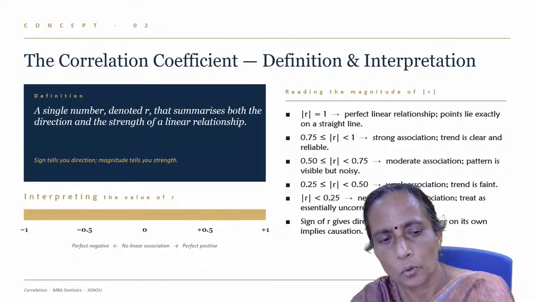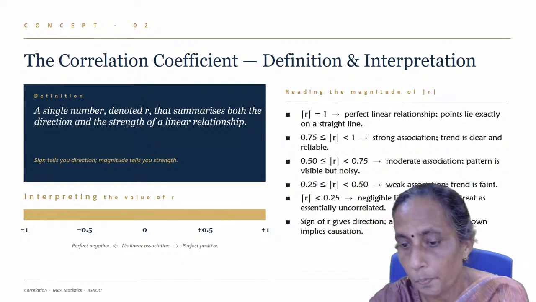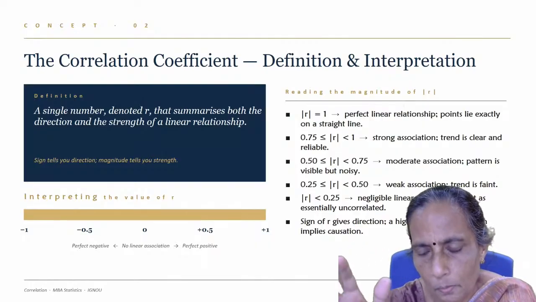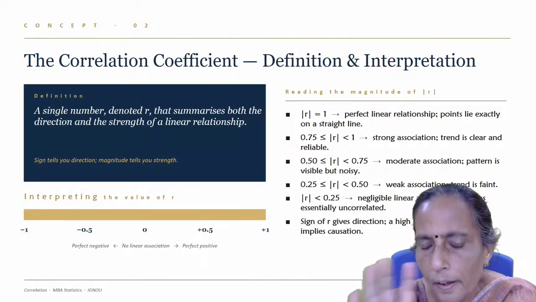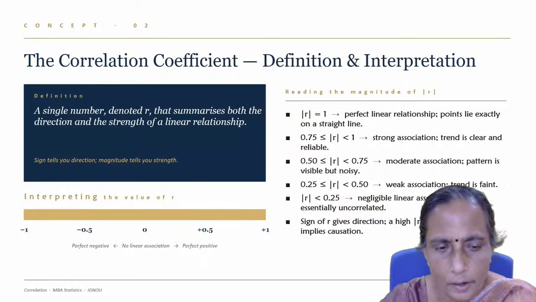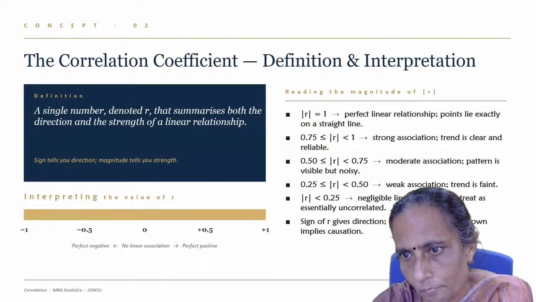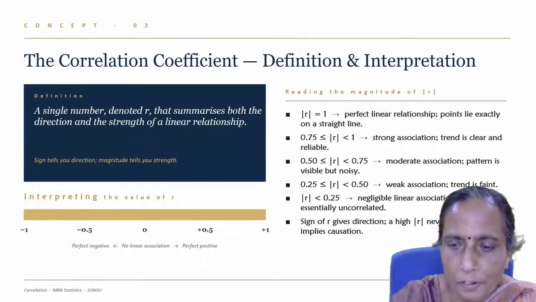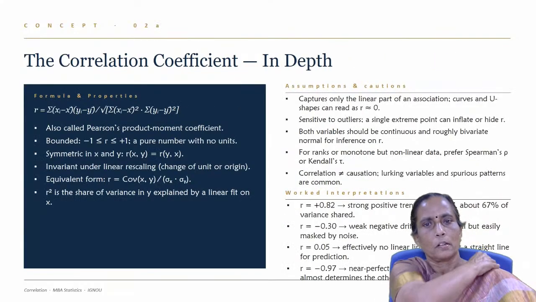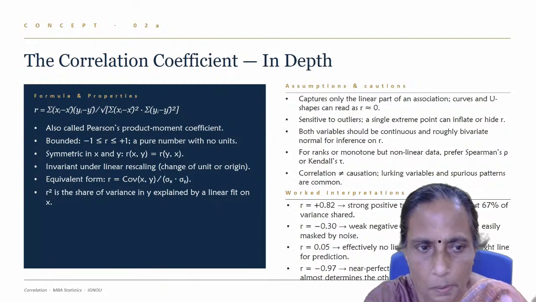So no linear relationship is 0, perfect negative is -1 and perfect positive is +1. If the value is +0.5, then it is a moderate association in the positive direction. If it is -0.5, then it is a moderate association in the negative direction. And if it is -1, then it is a perfect negative relationship, and +1 is a perfect positive relationship, and so on.